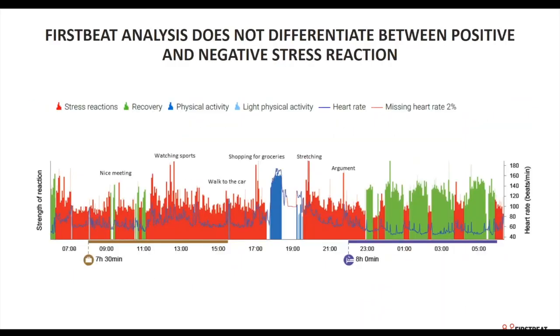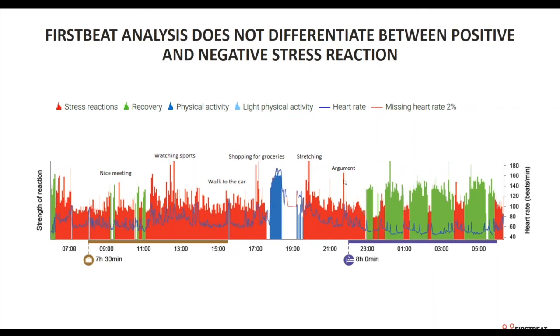Firstbeat analysis does not differentiate between positive and negative stress reaction. This is good to keep in mind when looking at this example here. You can see, for example, in the afternoon the person is watching sports. It was an Olympic event, and you can see that the red stress color is really climbing high, some kind of a strong stress reaction. It was a very exciting event, and the person was living with what was happening in the sports. Their heart rate was elevated, they were excited, it was all fun and positive, but still it causes a strong stress reaction. So instead of making that a problem, it's just good to know what you were doing that caused the reaction here.